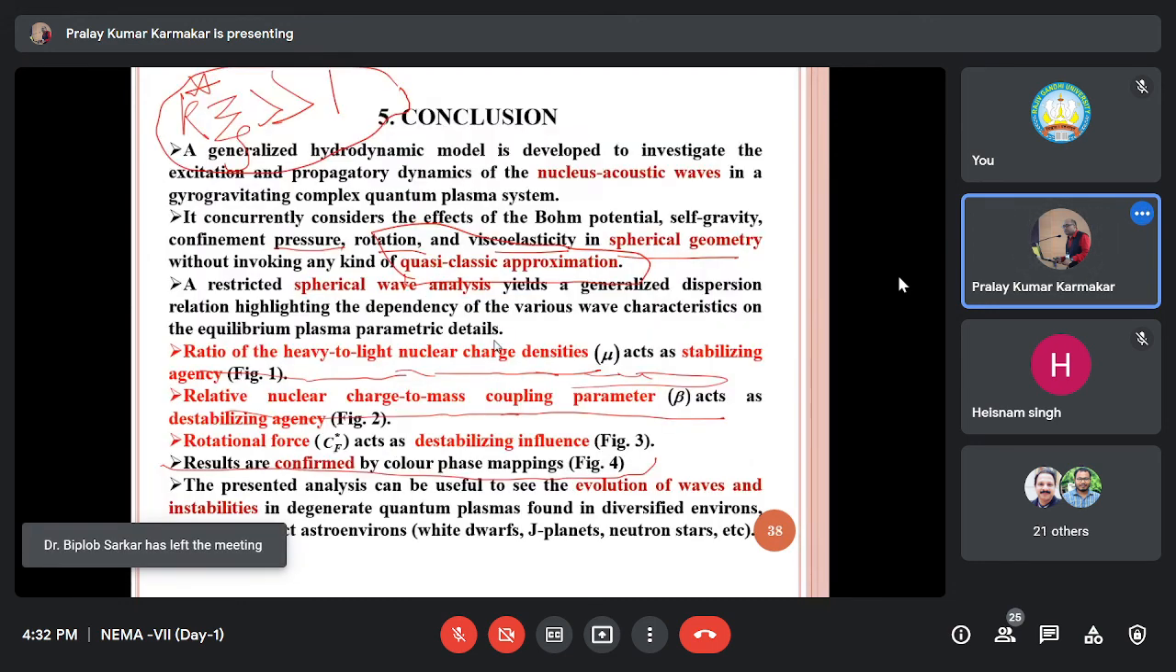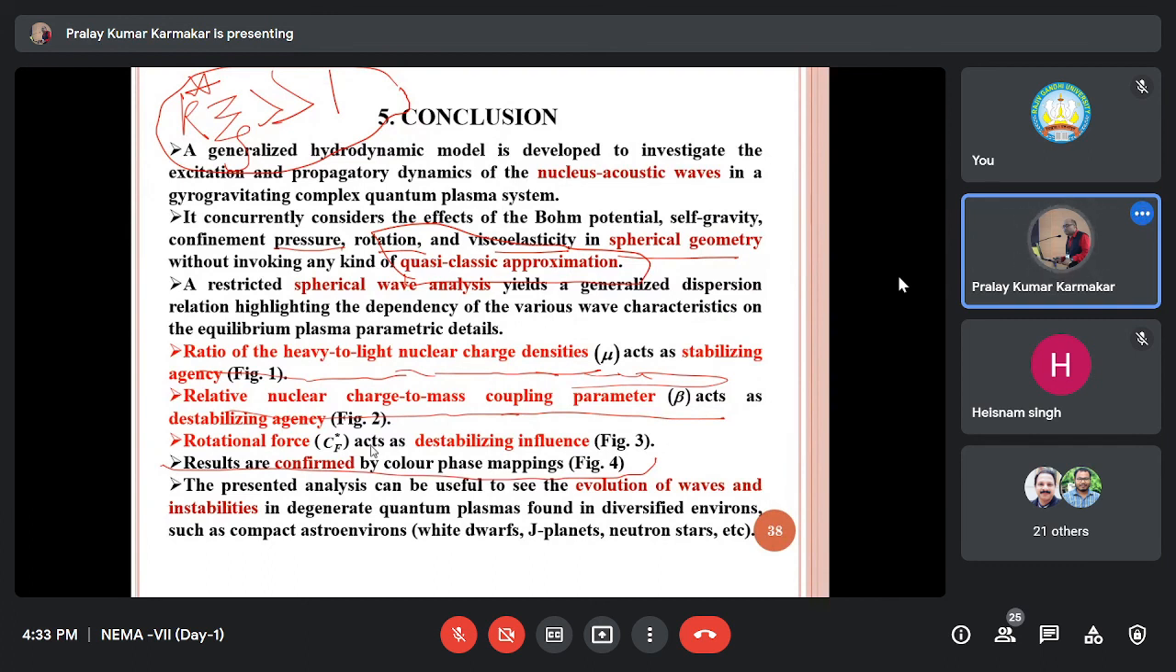Okay, for example, from the implication and application point of view, I have already mentioned that this model was done keeping the white dwarf interior in mind, and accordingly, this theoretical formalism can be well utilized to study various stability problems of compact astrophysical objects, including white dwarfs.